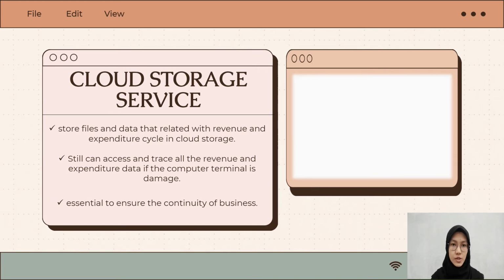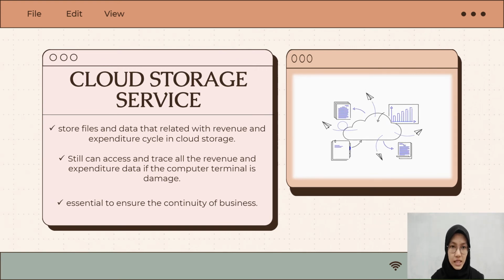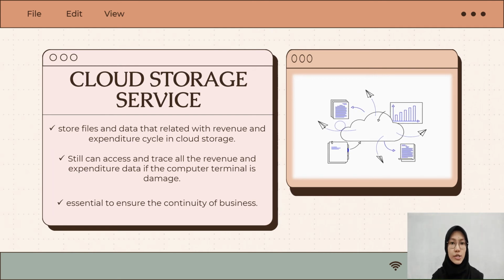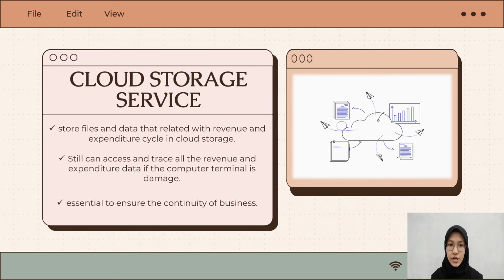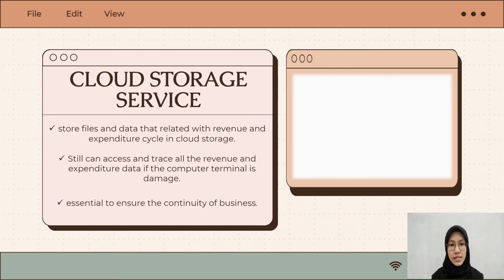Cloud storage service is also essential to ensure the continuity of business, especially during the pandemic of COVID-19, where employees are encouraged to work from home. For example, controllers or clerks can access transaction records via cloud storage service to perform reconciliation tasks at their home.